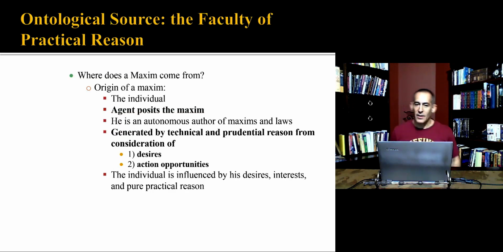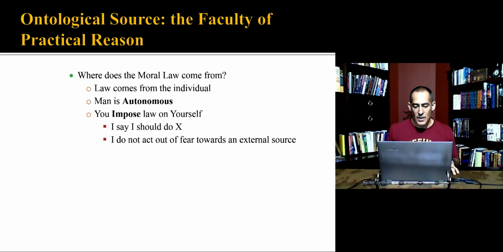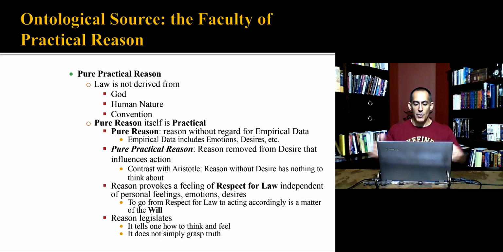Let's talk about the ontological source. And again, we're not out of the deep waters yet. As a matter of fact, it's going to get a little bit more complicated as we go. So the ontological source for Kant is this pure practical reason. So we need to talk a little bit about what that means. We already said, where does our maxim come from? It comes from us, right? We posit the maxim. We come up with the maxim. We are the authors of our own policies. And remember, we have to take into consideration desires, action opportunities, and we also have to take into consideration this idea of respect. Now, the law comes from within us, so we would say we're autonomous lawmakers, and we can impose this. And where exactly does that come from? Well, that's where we get into this pure practical reason.